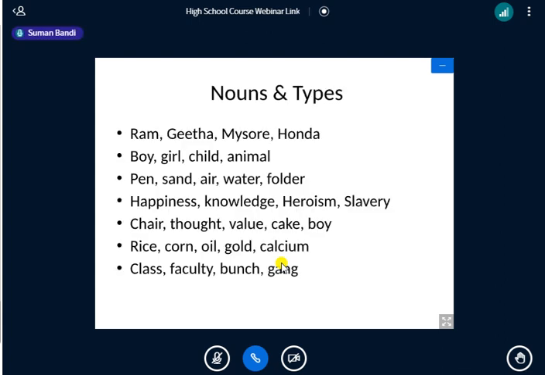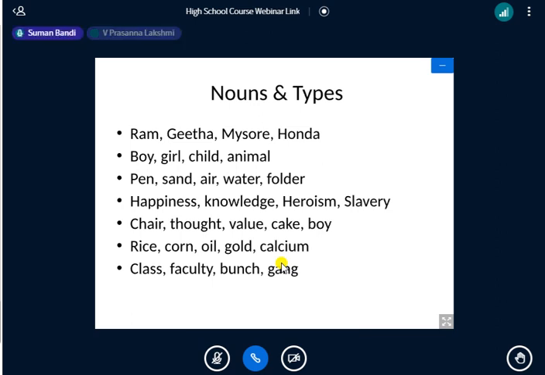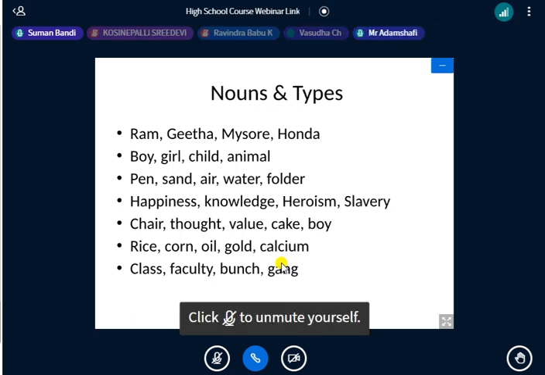So I'm sure all of you know nouns and noun types. Each one here represents a particular type or category of nouns. First one, you can use the chat box. First category, what is it? Proper nouns. Next one. Common nouns.